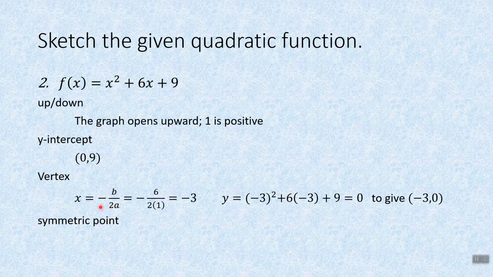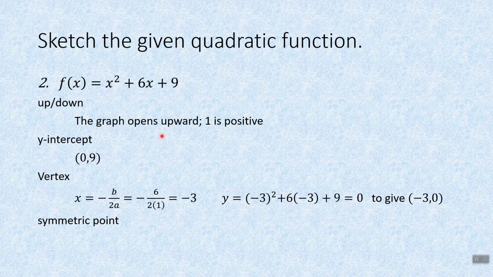Our vertex is negative b over 2a. And here I did it slightly different. I made a different use of the negative just to show you diversity. Negative b over 2 times a. If the number is not written, it's assumed to be a 1 in math. 2 times 1 is 2. 6 divided by 2 is 3. I'll have negative 3.